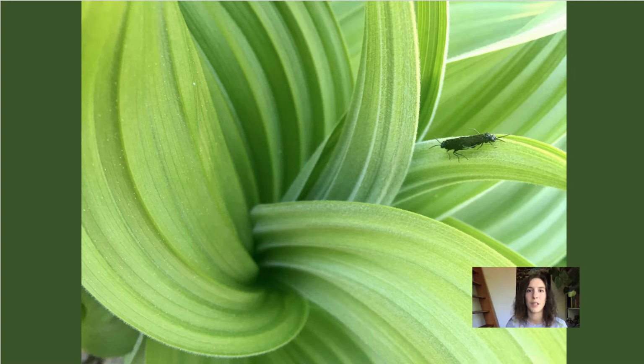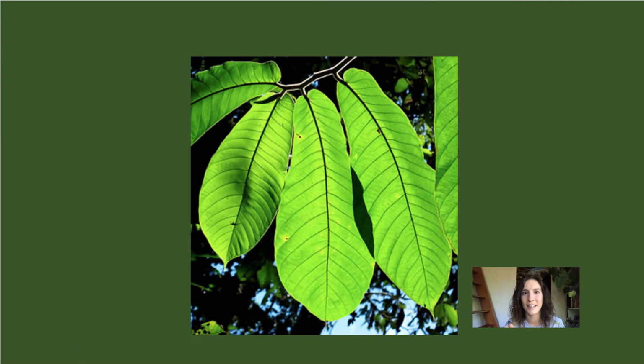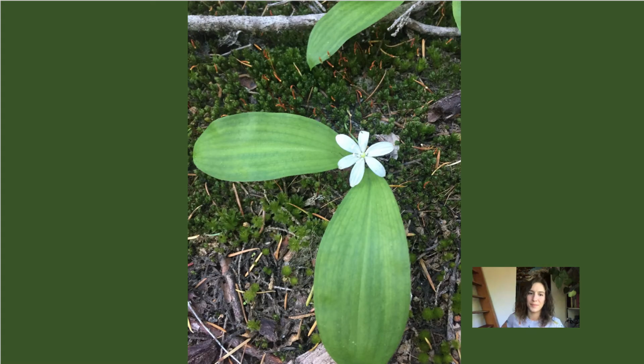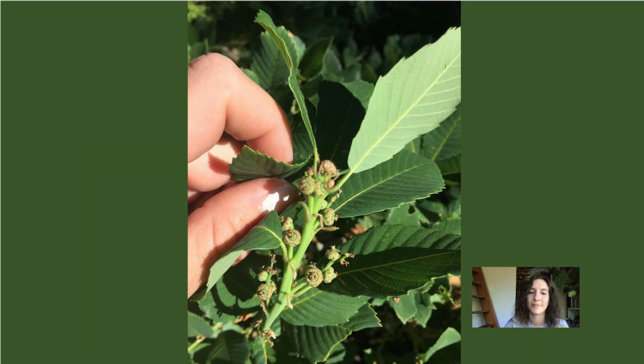Guess the leaf venation pattern. Parallel. Palmate. Pinnate. Parallel again. Yep, palmate. Pinnate.